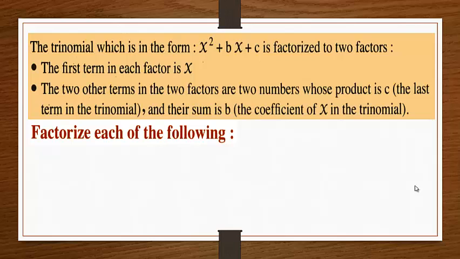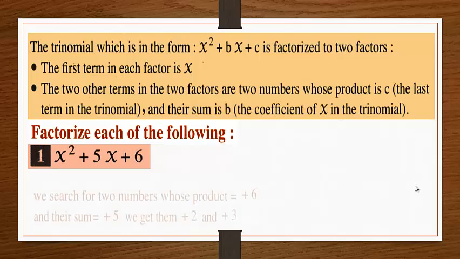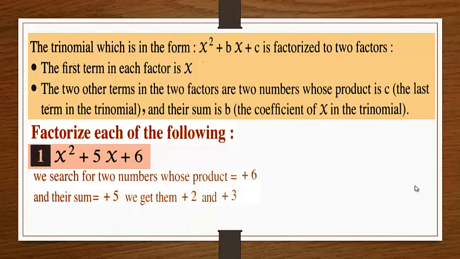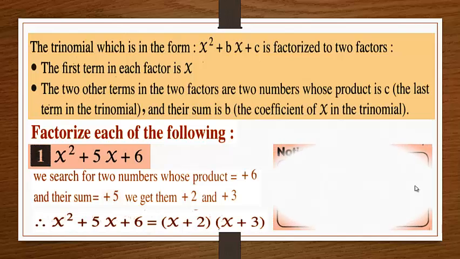For example, factorize each of the following. Number 1, x power 2 plus 5x plus 6. We will open 2 brackets and write x in each bracket. Then we search for 2 numbers, their product equals 6 and their sum equals 5. We get them 2 and 3. So x power 2 plus 5x plus 6 equal x plus 2 times x plus 3.